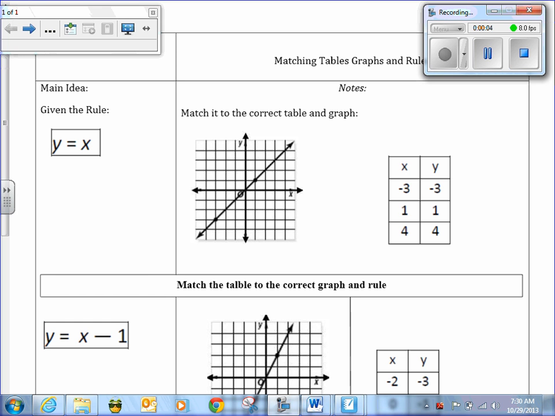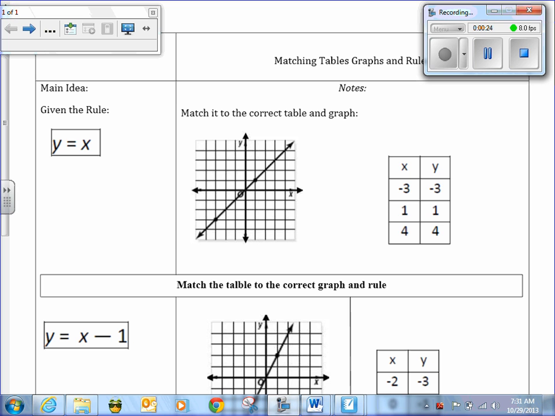Okay, today what we want to talk about is matching tables, graphs, and rules. Up to this point, we've talked about rules or created rules. We've looked at graphing. We've created tables of values out of the rules. But now what we need to be able to do is to put all that together.